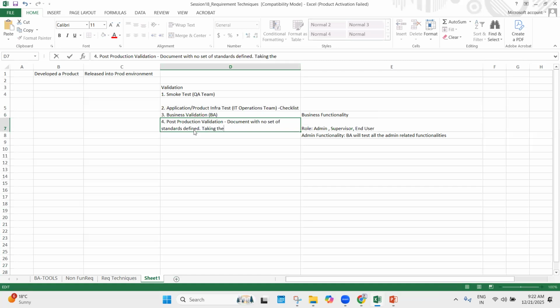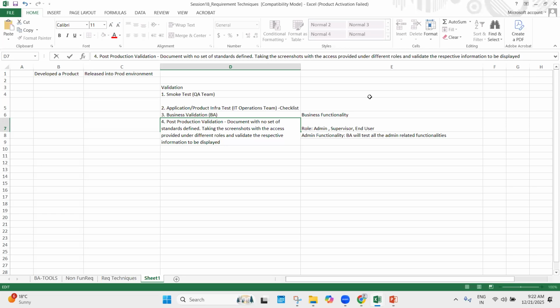So taking the screenshots with the access provided under different roles, and validating the respective pages, or you can say respective information to be displayed, and attaching the screenshots into a document.